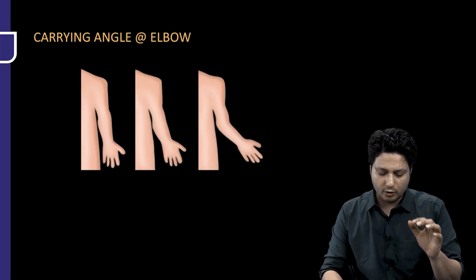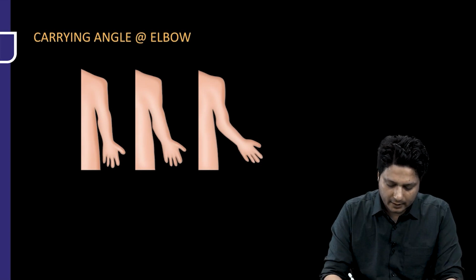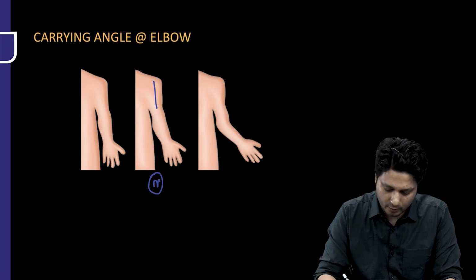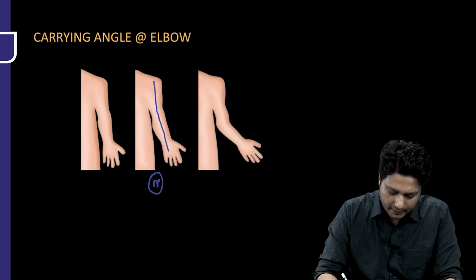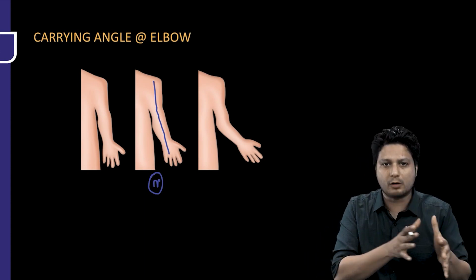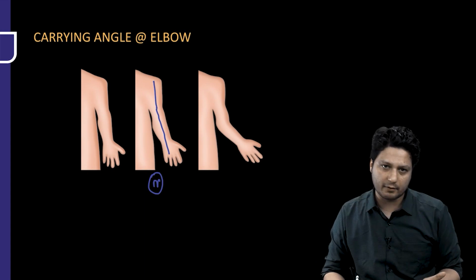So first of all, if you look at these images, this is the normal elbow, because here we have the long axis of the humerus, or the arm, and the long axis of the forearm, and there is a creation of the carrying angle which is within normal limits. But what is happening in the two abnormalities associated with this carrying angle?